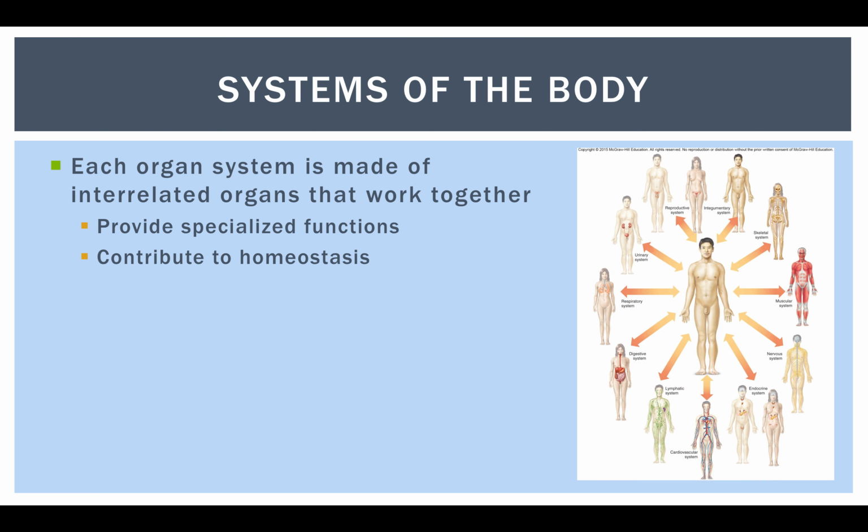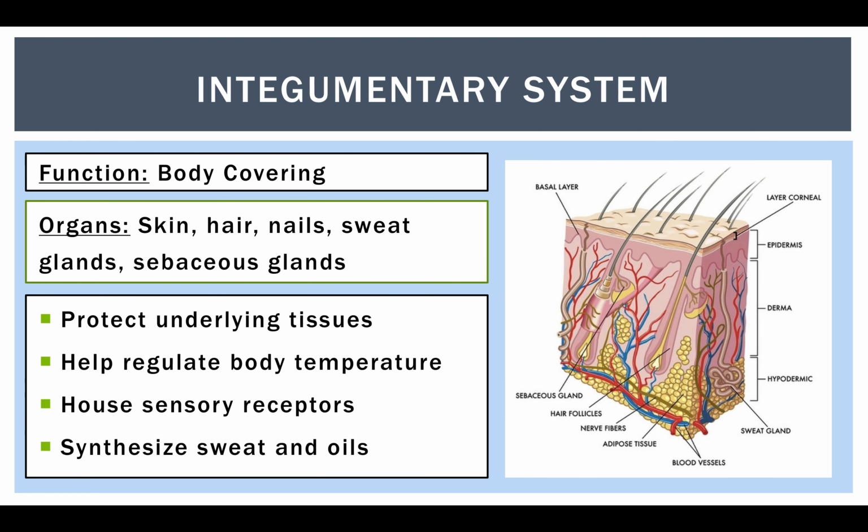Each organ system is made up of organs that are grouped by function and work together to carry out that specialized function. The organ systems, individually and together, contribute to homeostasis. So as we talk about each of these systems throughout the year, we'll also talk about how they're connected to one another. For now, we'll just do an overview of each of the systems.